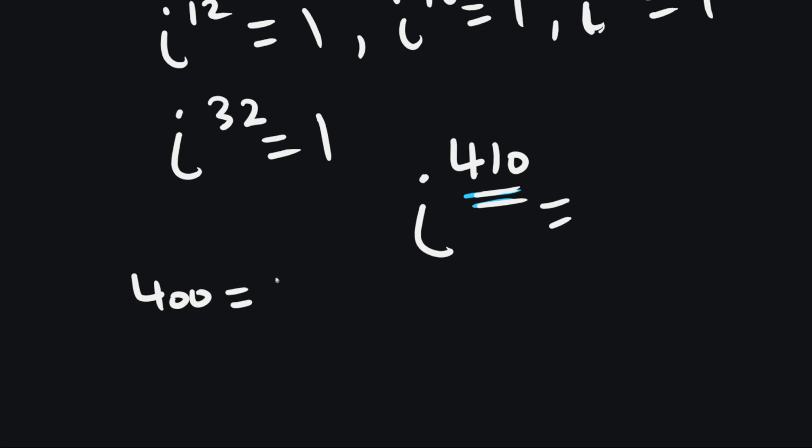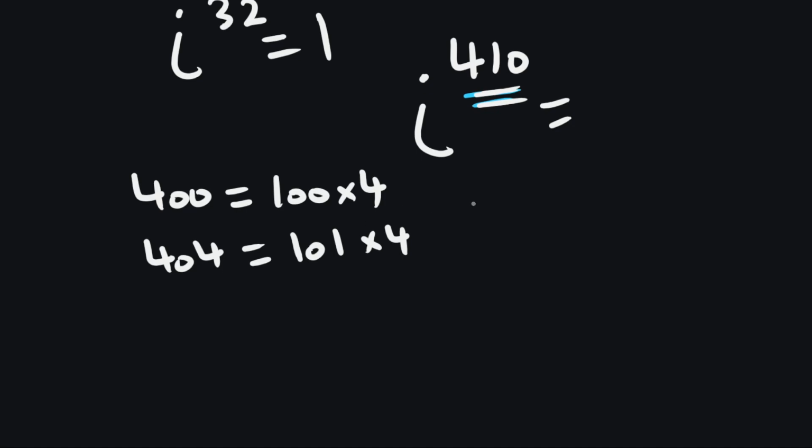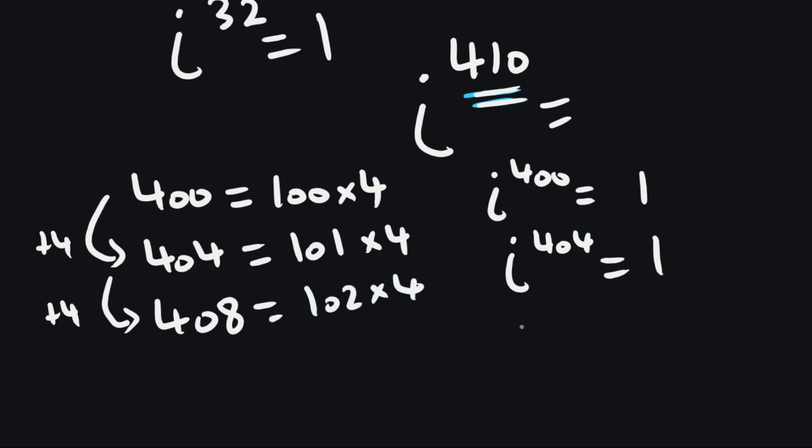So 400 is 100 times 4. Good. And what about 404? Well, 404 is 101 times 4. So 404 also has a factor of 4. So we know that i to the 400 equals 1. i to the 404 equals 1. And even 408 if we add another 4 to this. So if we just keep adding 4, 408 is 102 times 4. So i to the 408 also equals 1.